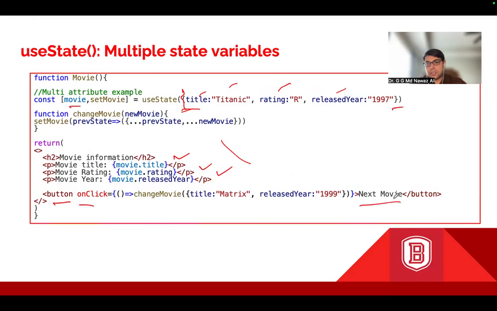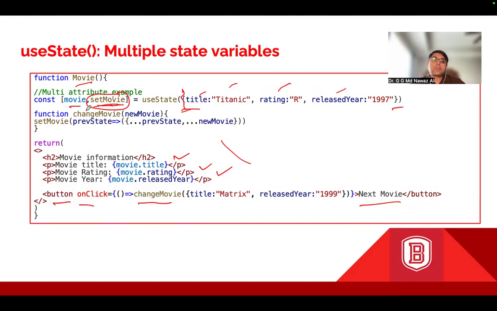Now, we have an onClick event on the button element. When you click this button, let's say the next movie button, you are not directly calling the setMovie function, but calling another function. Usually we write this function inside the Movie function, because then it has access to setMovie. React developers usually write the useState inside the Movie function. If you want to write it outside, then you also need to pass the React function as well.